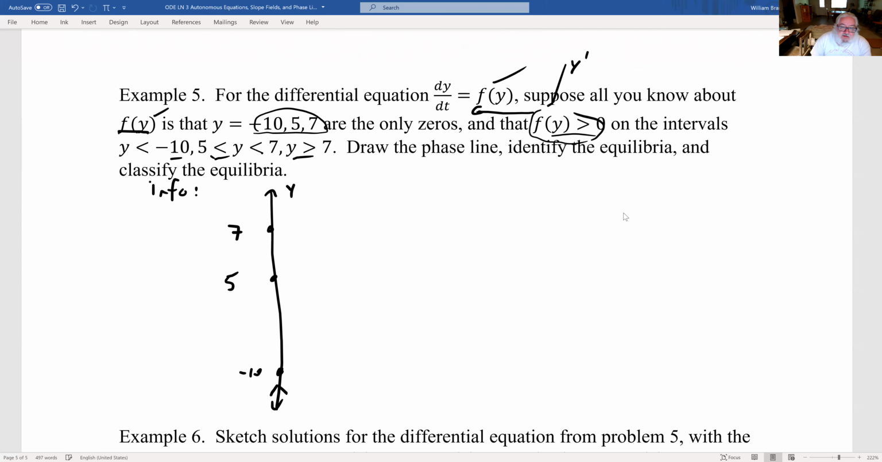Between 5 and 7, f of y is greater than 0. That means my solutions have to be increasing here. And for y greater than 7, f of y is positive. So they give you that. So that's the info.